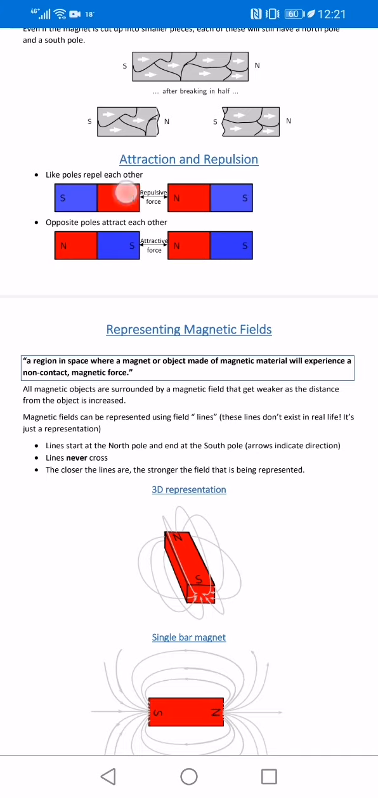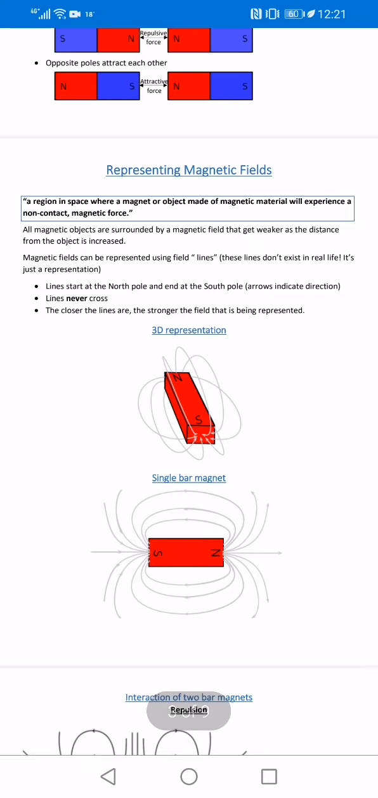Okay, so two norths together, you'll have a repulsive force. A south next to a north, you'll have an attractive force. And obviously, if you had two souths and tried to push those together, you would also end up with a repulsive force. Okay, now this is something that you will definitely be asked to do in tests or an exam. They'll give you a magnet and they will ask you to draw the magnetic field lines.